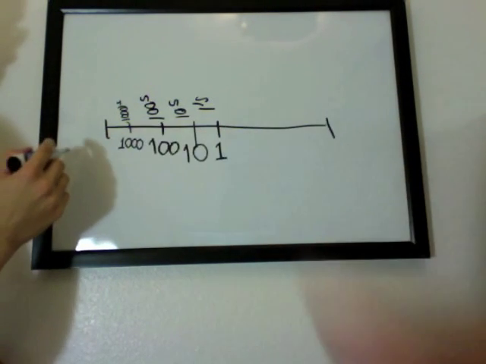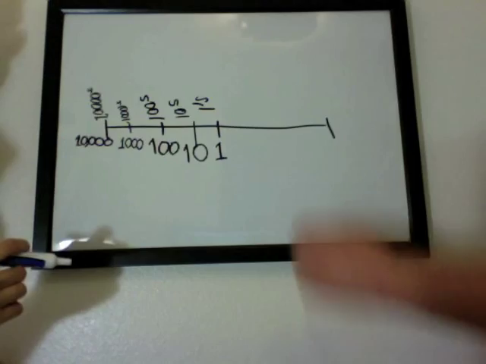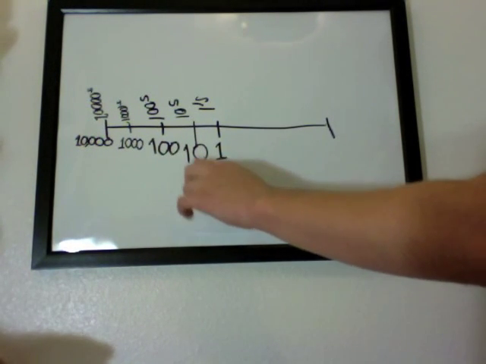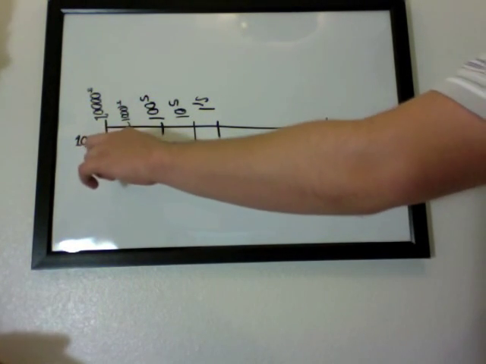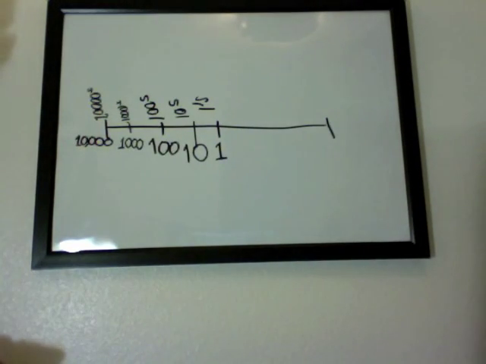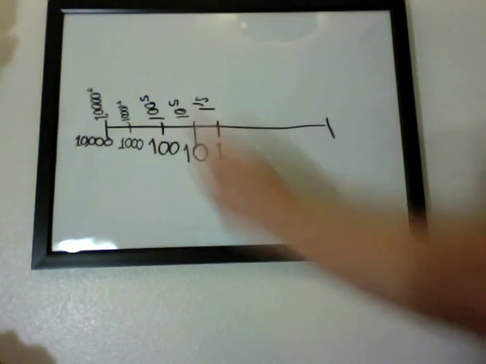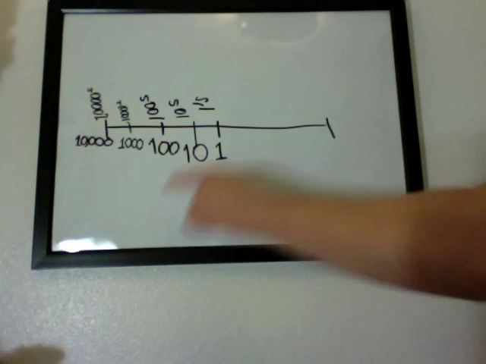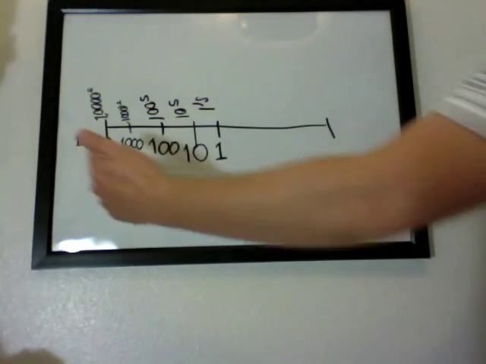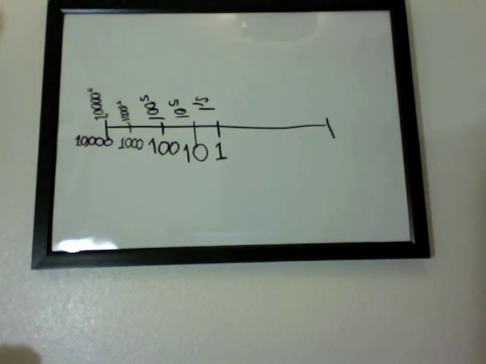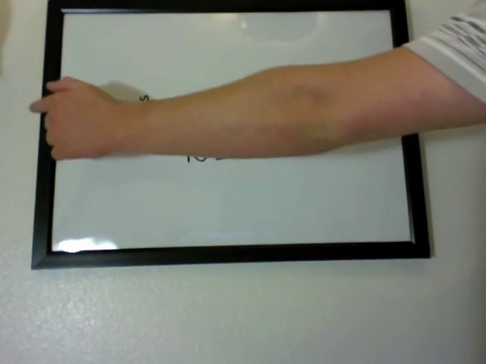Next spot will be the 10,000s place. As you can see here, we have the ones, the tens, the hundreds, the thousands, 10,000s, and you can keep going. So many different decimal places. The further you go, the more zeros you will have. So this can go on to infinity.